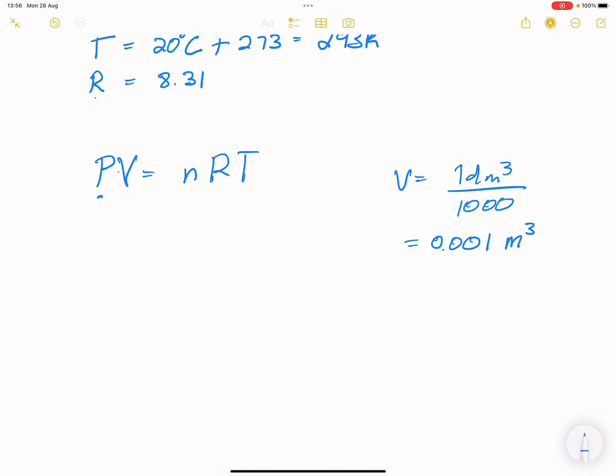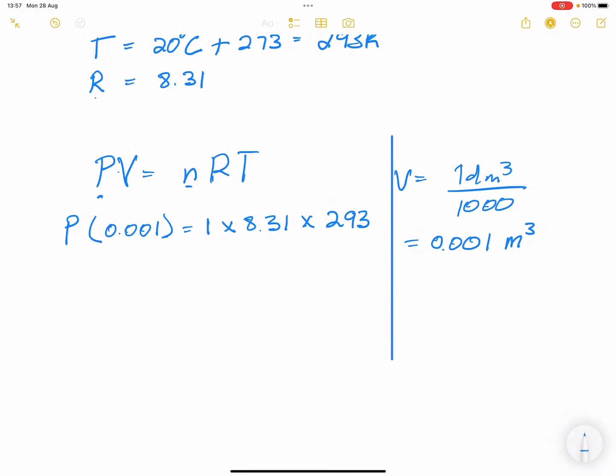cubic meters. So my pressure in this case is unknown, multiplied by my volume, which is 0.001. That equals the number of moles, 1 mole, times 8.31, multiplied by 293, which is our temperature. So all we need to do is divide both sides by 0.001.